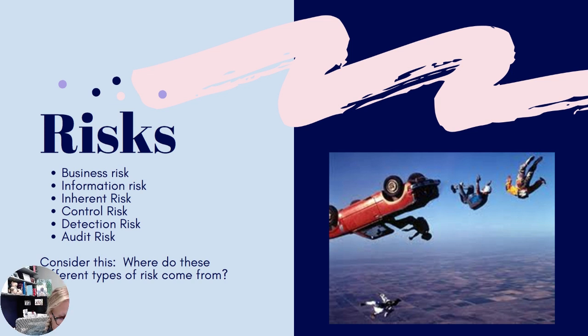So the first one, business risk. This is the risk that an entity might fail to meet its objectives. So it might not meet its sales targets. It might not employ the people that it needs to employ. It might fail. It might go bankrupt. That's this idea of business risk.